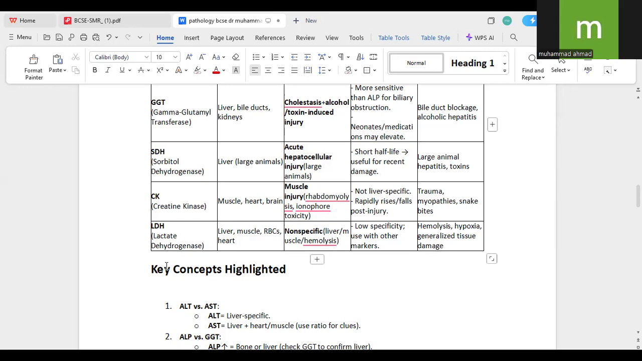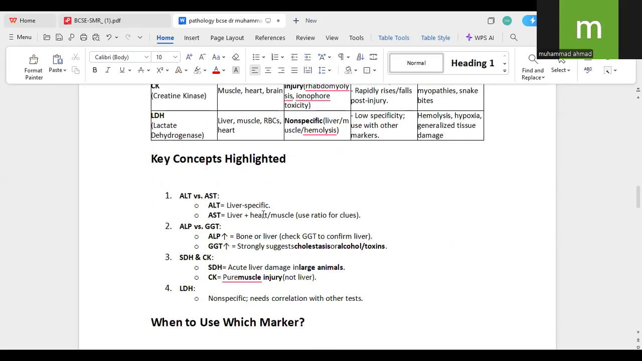LDH, lactate dehydrogenase. Liver, muscle, RBCs and heart are the origin. This is a non-specific liver enzyme. So you can see it in hemolysis, hypoxia, generalized tissue damage. Lactate increases in hypoxia, anemia, hemolysis, or generalized tissue damage.